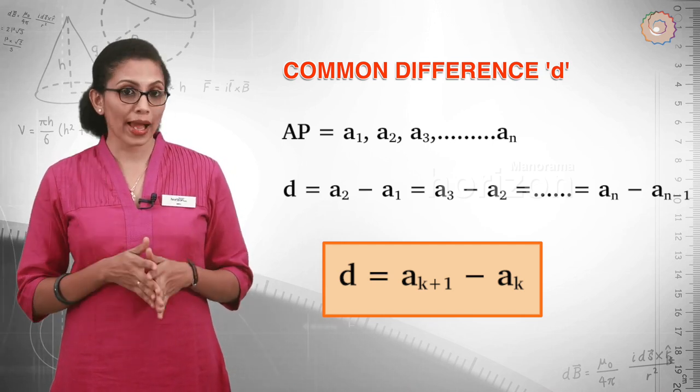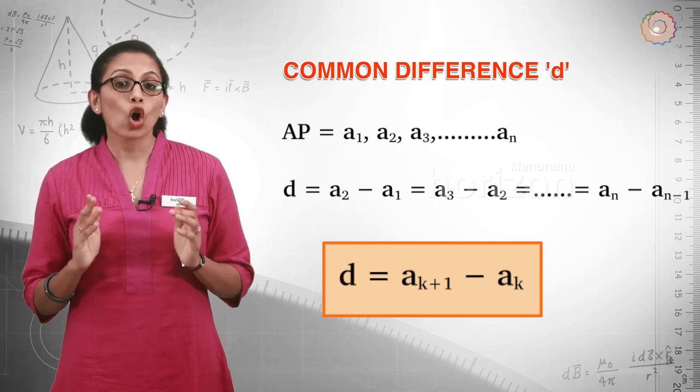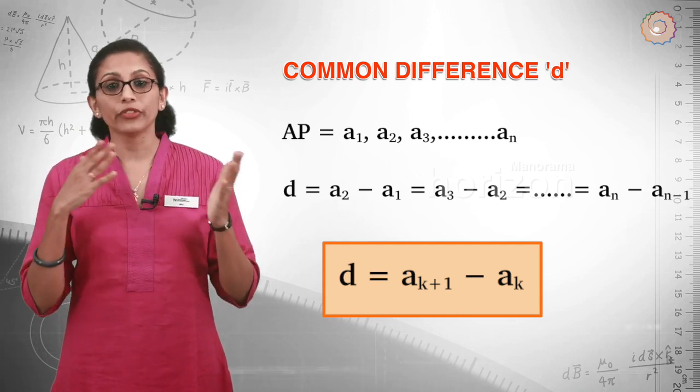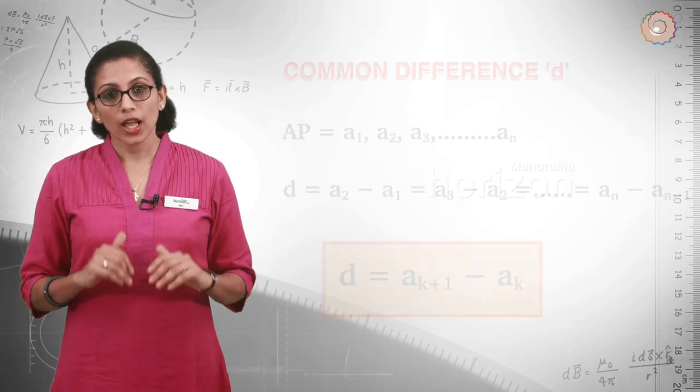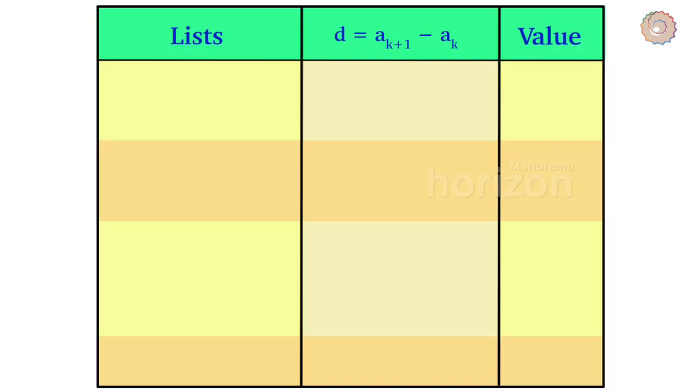Now, what about its value? Is it always a positive value? The answer is no. Common difference can be positive, negative or 0. Let's see some examples for more understanding. For the list of numbers 1, 4, 7, 10, 13, what is d? d is equal to 4 minus 1, which is equal to 3. Therefore, the value of d is positive.